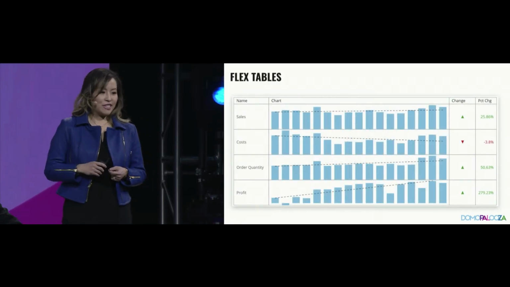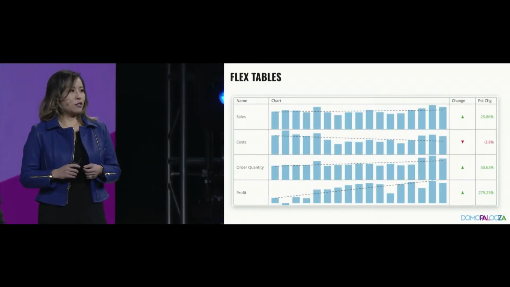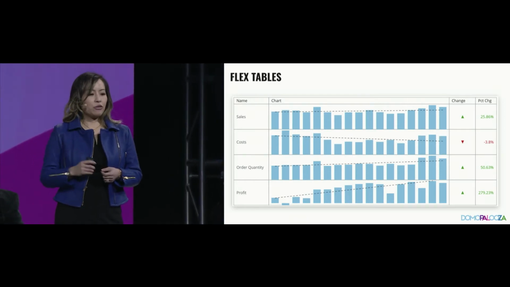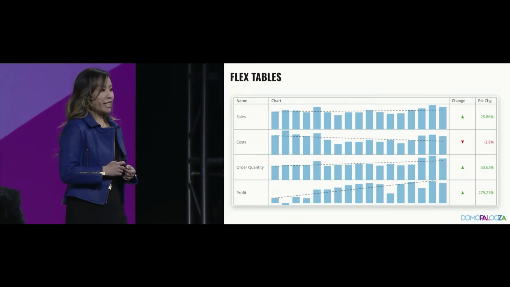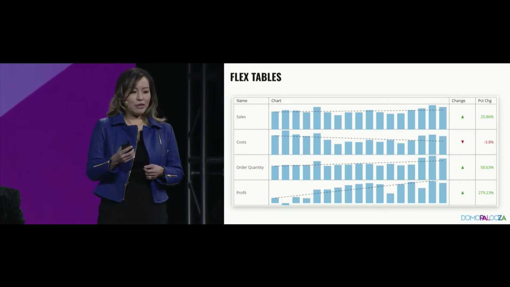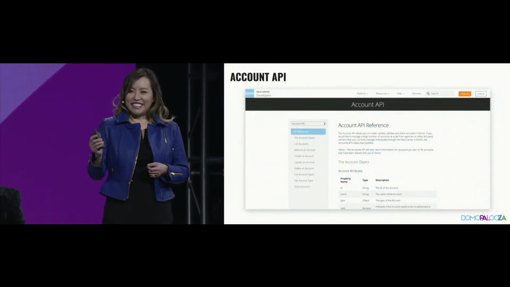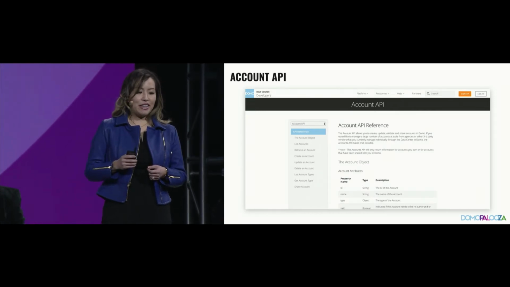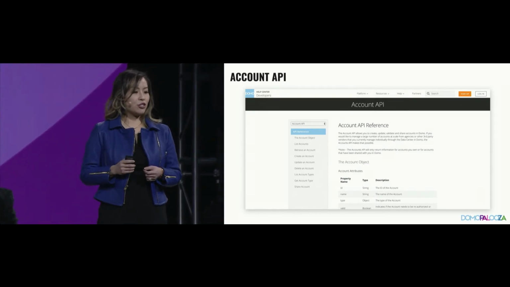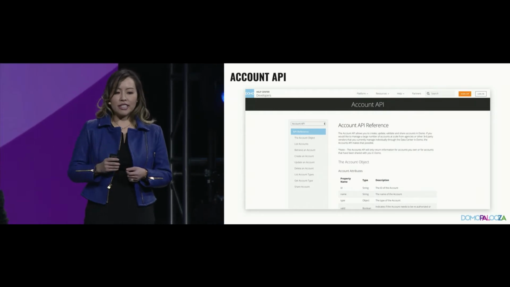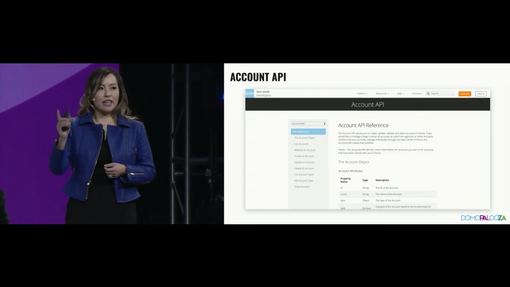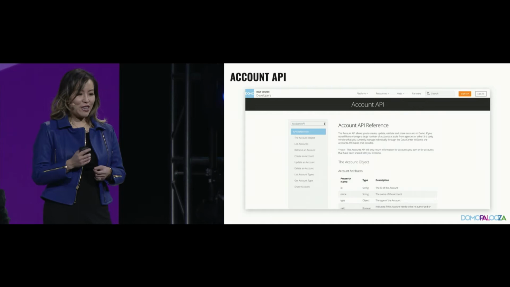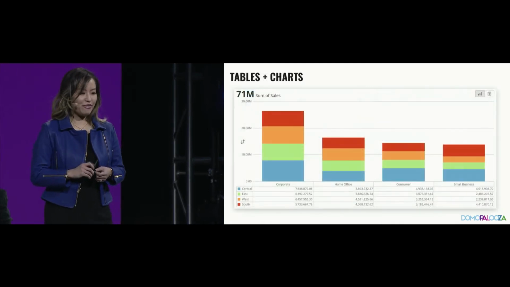First, flex tables. Much more powerful tables that include nested charts, changes from first or last period, and directional indicators. This is ready to go and coming to you soon. New Accounts API, which you can use to easily manage or update credentials on all of your connector accounts across your company. Many of you have asked for this, so it is also ready to go.